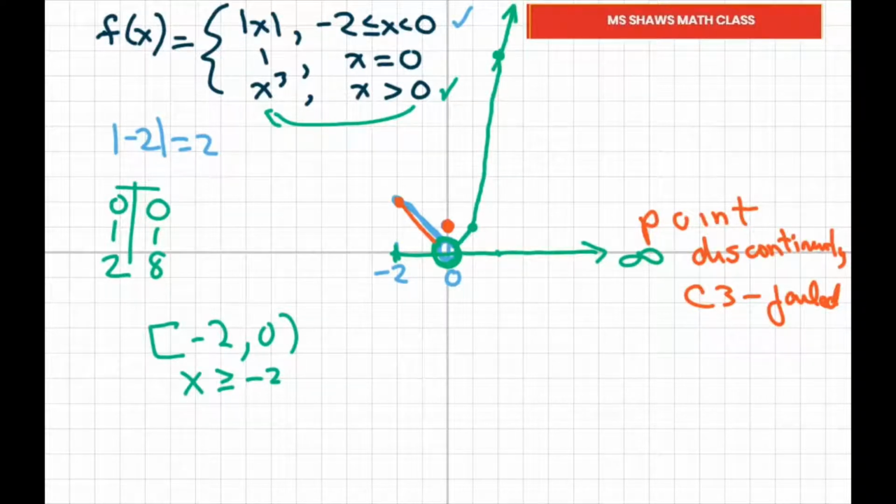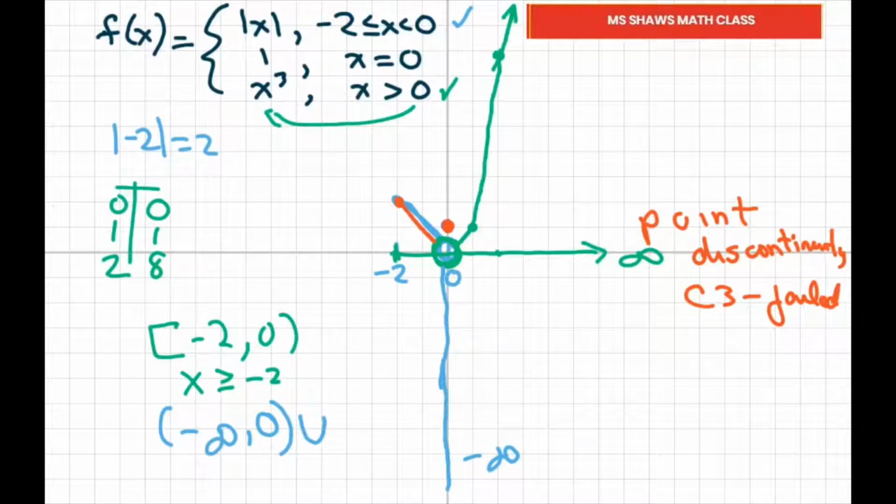For our range, it starts at -infinity, and we go up to 0. It can't equal 0, so we put 0 with an open interval there. Then it jumps up to 1. But then we can start at 0 again and it continues on, so it's going to go 0 to infinity. Even though there's a jump right in here, we still have y values right in here. So that's your range.